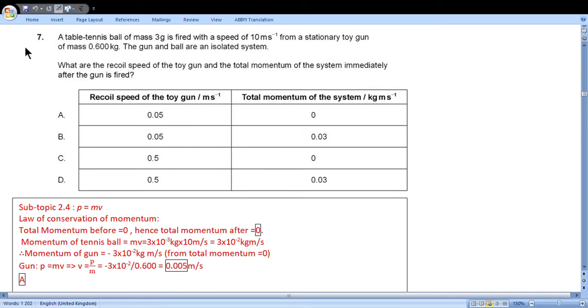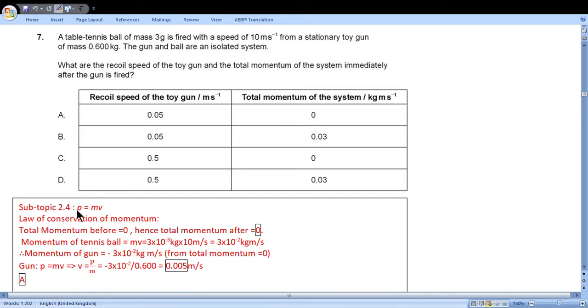A table tennis ball of mass 3 grams is fired with a speed of 10 meters per second from a stationary toy gun of given mass. The gun and ball are an isolated system. What are the recoil speed of the toy gun and the momentum of the system immediately after the gun is fired?